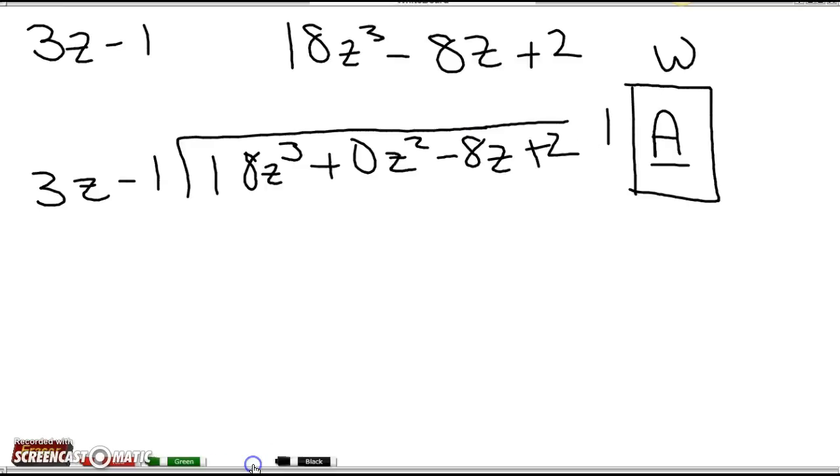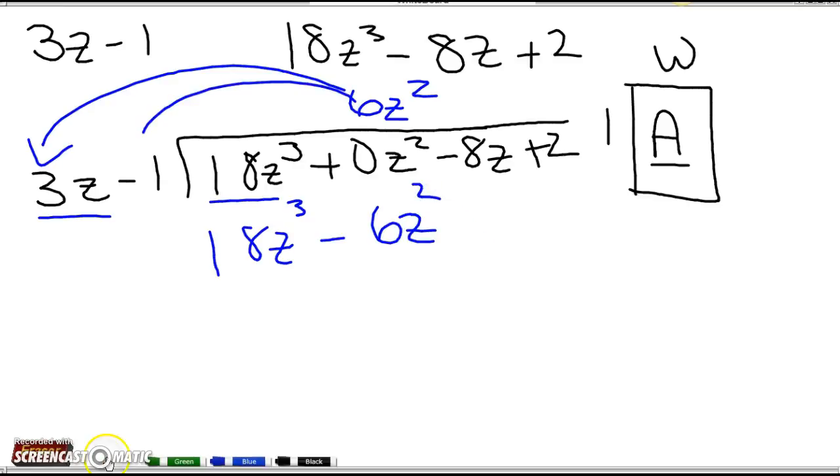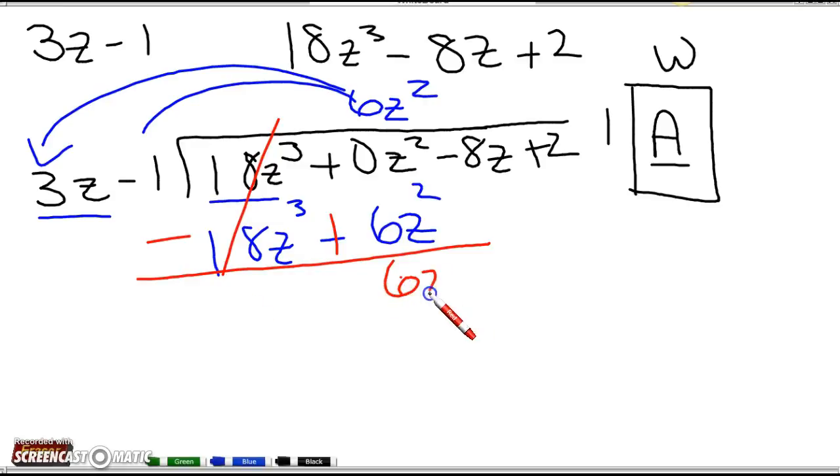Now the first question I'm asking myself: what do I need to multiply 3z by to get 18z to the third? Well, that would be 6z squared. So you see why I needed that z squared term, because I wouldn't have been able to put my z squared over anything. When I multiply that, I get 18z to the third minus 6z squared. Again, I subtract, my signs change, first terms cross out, and I bring down this 6z squared minus 8z.